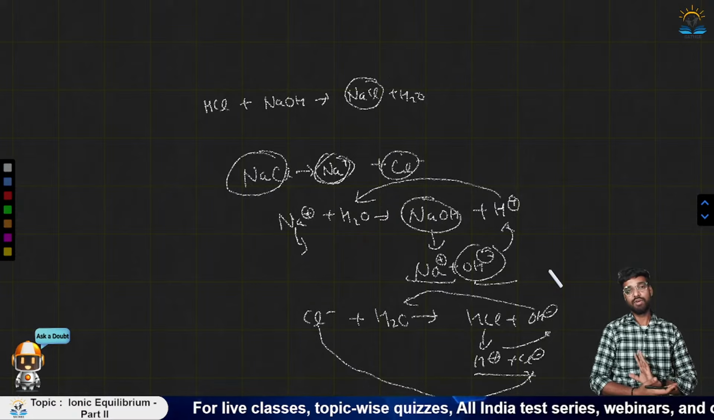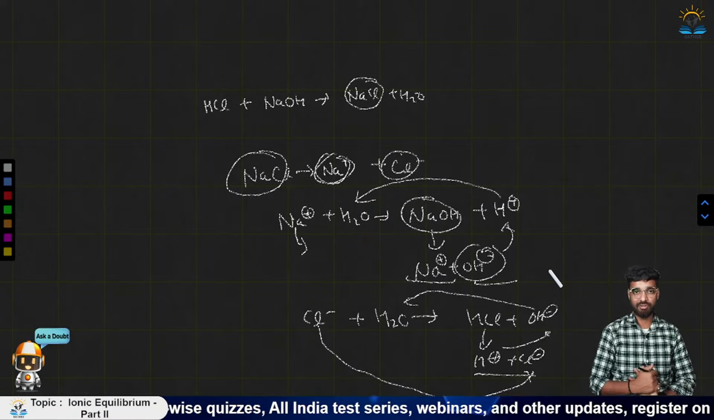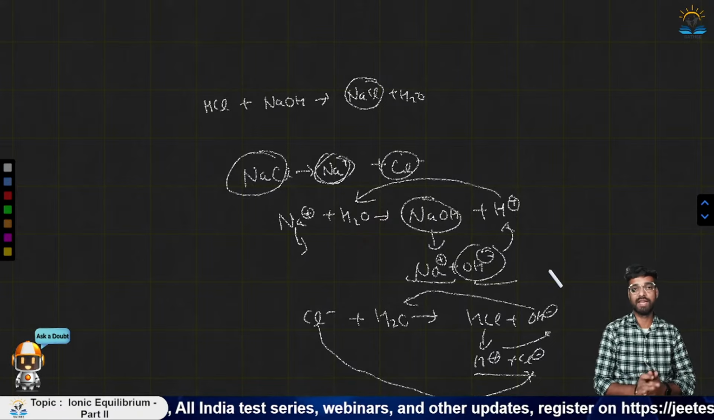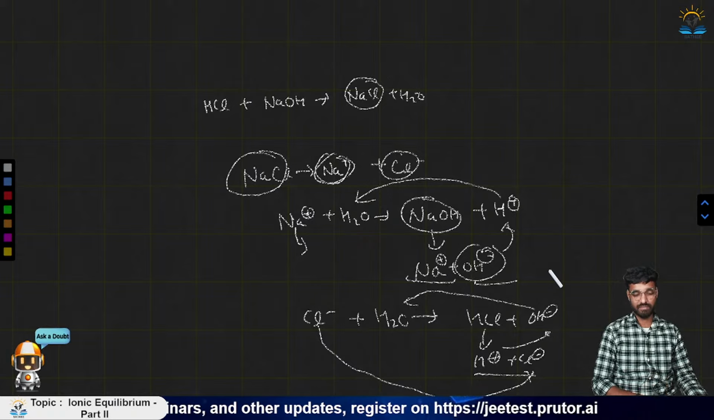So there is no net change of H+ or OH-, or there is no kind of hydrolysis for a strong acid and a strong base. For that reason, we do not consider any hydrolysis of these two species.